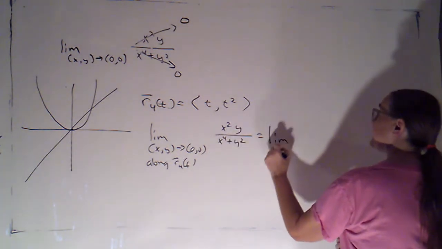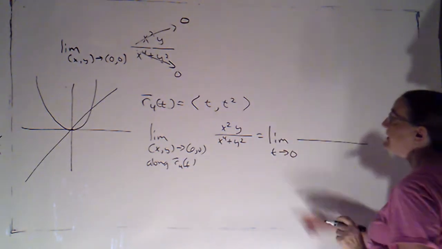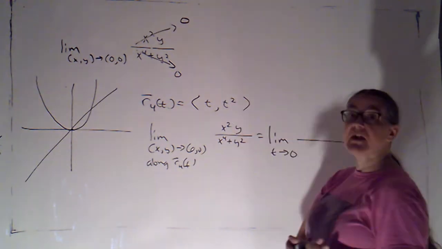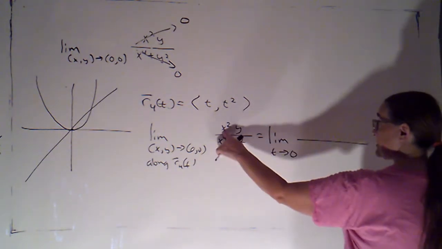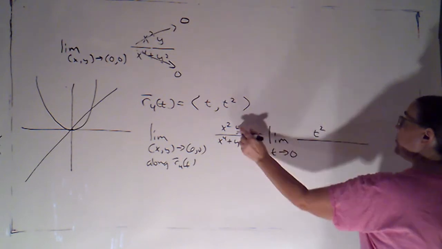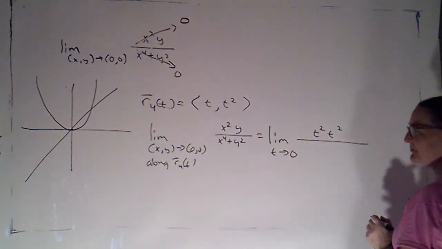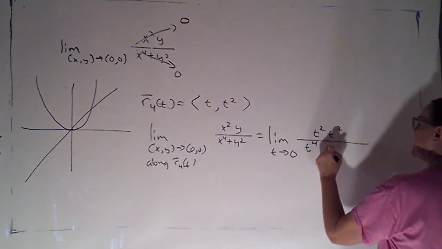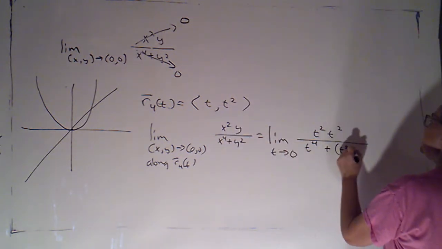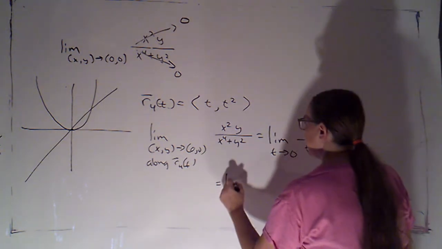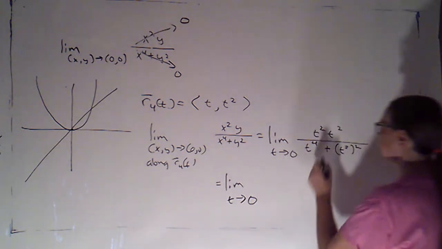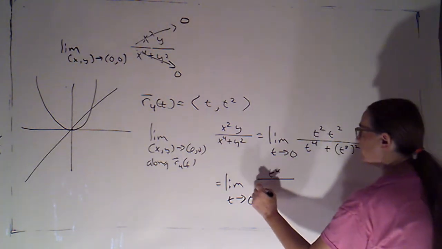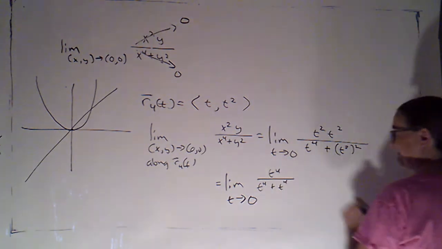That's going to become the limit as t goes to 0. Now I'm replacing x with t, and I'm replacing y with t squared. So x squared becomes t squared, y becomes t squared. Okay. x to the fourth becomes t to the fourth, plus y squared becomes t squared squared. That's going to be the limit as t goes to 0. This is t to the fourth. That's t to the fourth plus another t to the fourth.